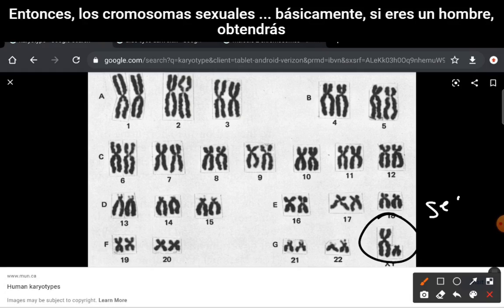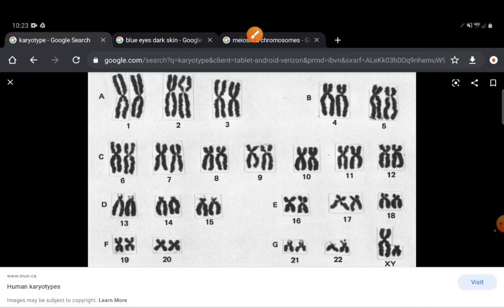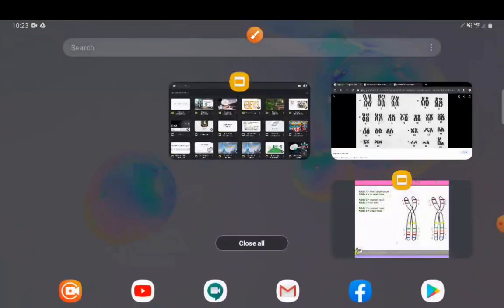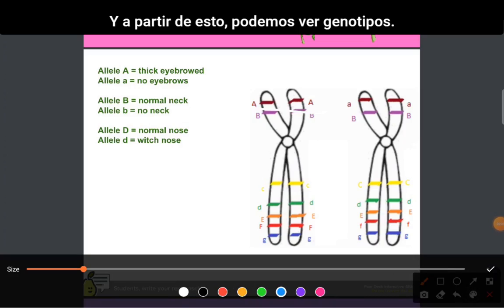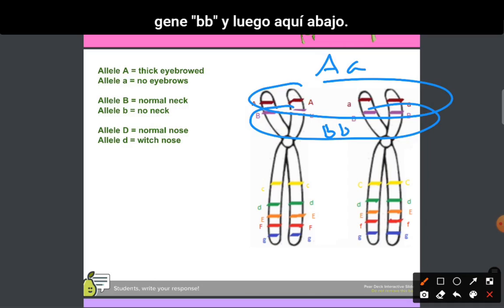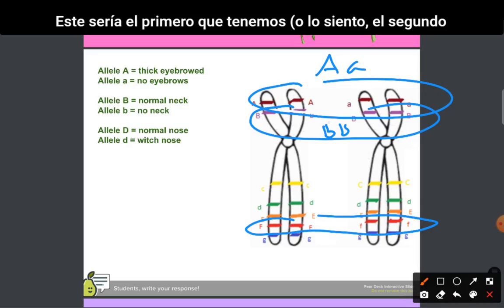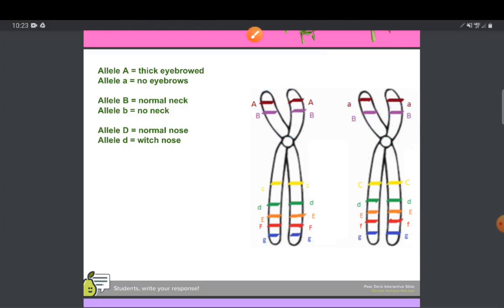So sex chromosomes, basically if you're a guy, you will get an X and a Y, which is what this thing is. And if you're a female, you will get two X's. And so from this we can see genotypes. So for example, the genotype here is gene A, and here it is gene B, and then down here, this would be the second one, that is heterozygous. That's how we get genotypes.